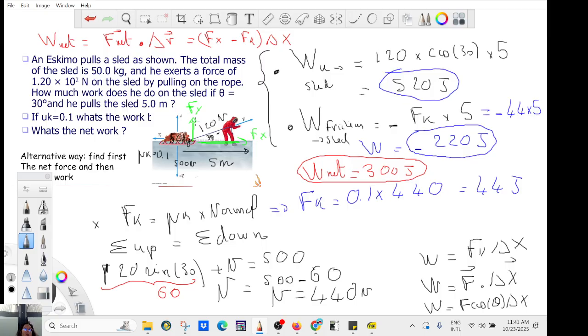Okay, so everything up equals everything down. The only unbalanced force is the component here. The x component is providing the acceleration. Acceleration means change in speed. Change in speed means that there is work done. Work done is a transfer of energy. You have a positive transfer from the Eskimo, negative transfer from the friction, taking away energy.